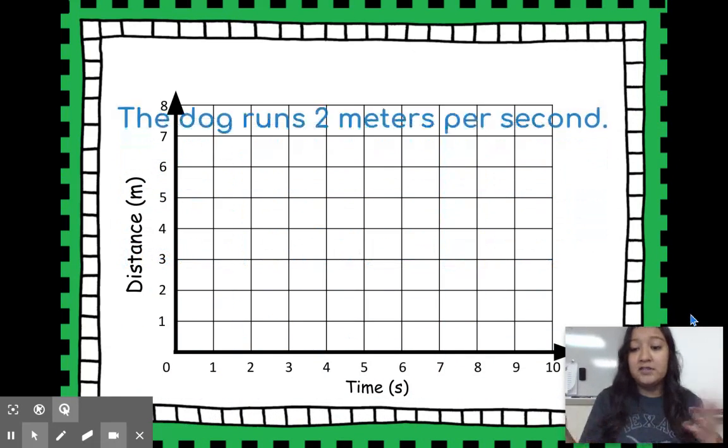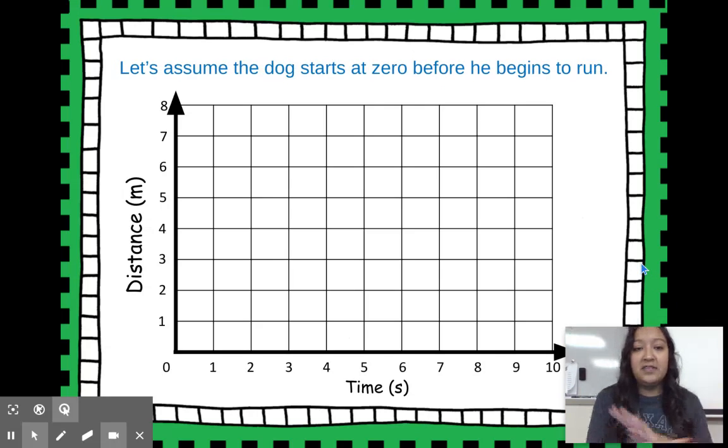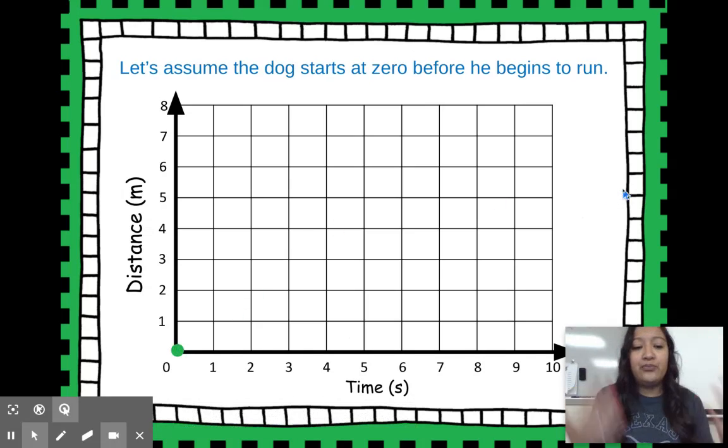So here is our scenario. It says a dog runs 2 meters per second. So we're going to assume that the dog hasn't started running yet. So that means we're going to start at 0, and we'll say that's his dog house. So let's see, here's another math question. At 0, 0, that spot right here has a certain name. Do you remember what that is called in math class? So the point 0, 0 is called the origin. You're going to hear me say that a lot. So our first dot is going to be right there at the origin. That's where the dog began.